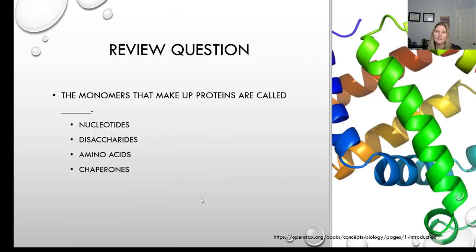And then we have the monomers that make up proteins. Are they called nucleotides, disaccharides, amino acids, or chaperones? If you chose amino acids, I would agree with you. So remember, amino acids are linked together to form the primary structure of a protein, and then you have the primary structure folding into the secondary structure, and then that folding into the tertiary structure and so forth. So here you see the little helix, secondary structure, and so forth.